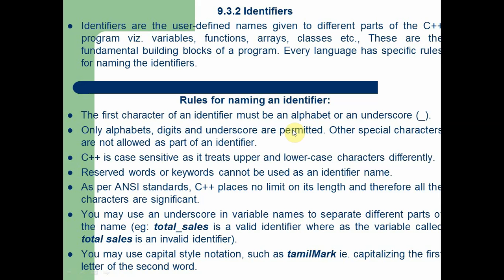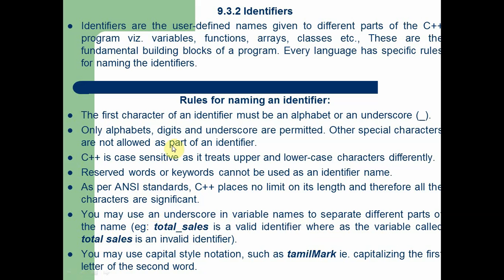So next one is, you may use an underscore in variable names to separate different parts of the name. For example, see here there was an example, total underscore sales. We can use underscore in between the two words for separating. We can use the underscore at the beginning, it is a valid identifier, whereas the variable called total sale is invalid, because here you can see in between two words there was a space.